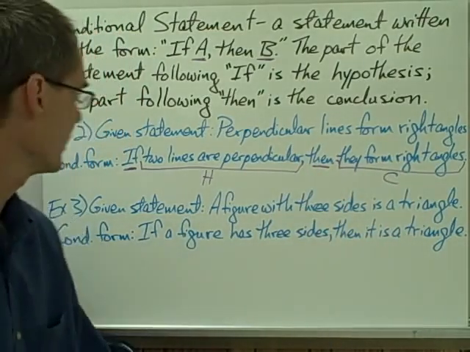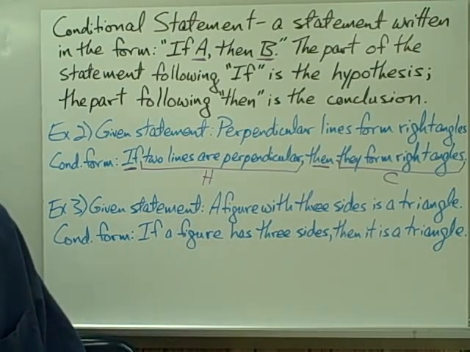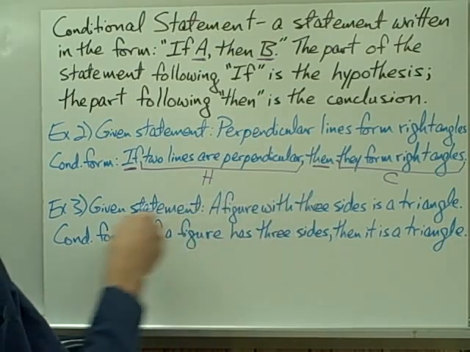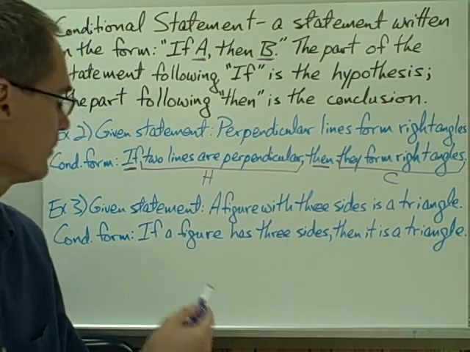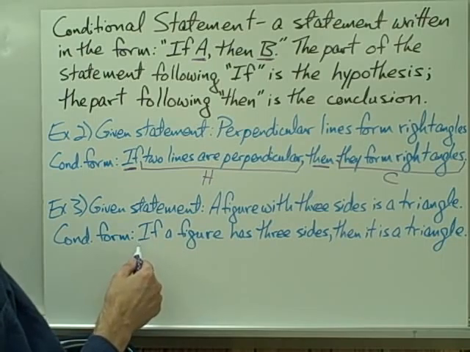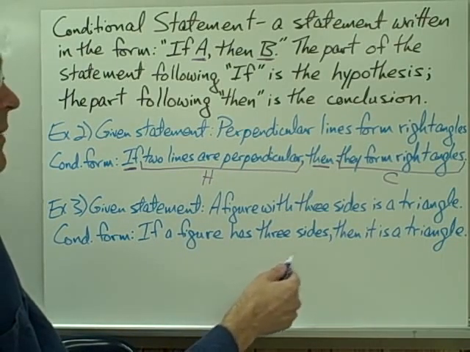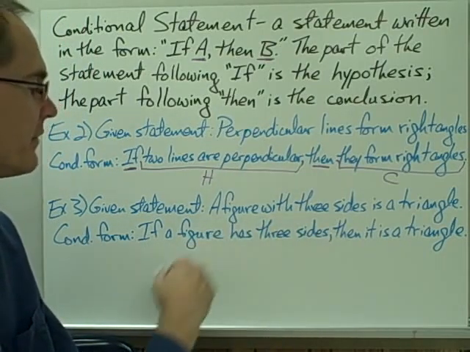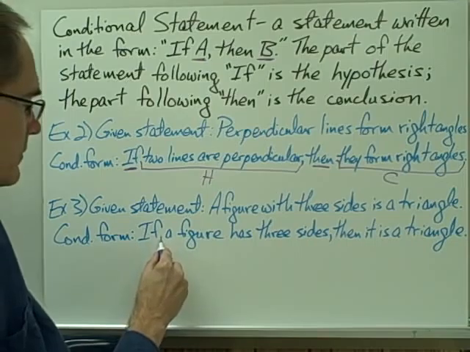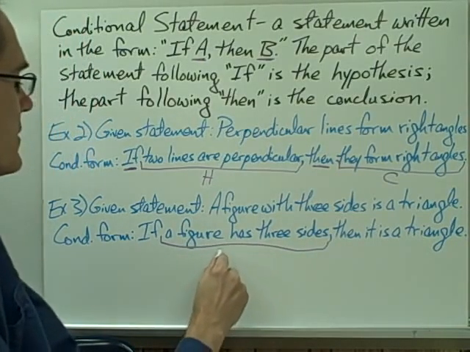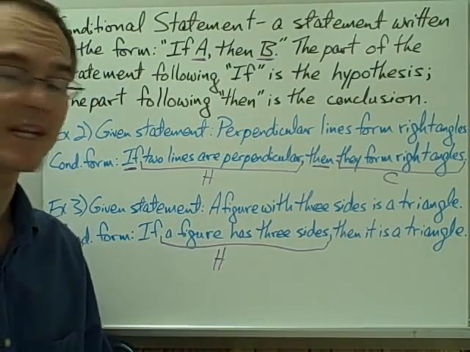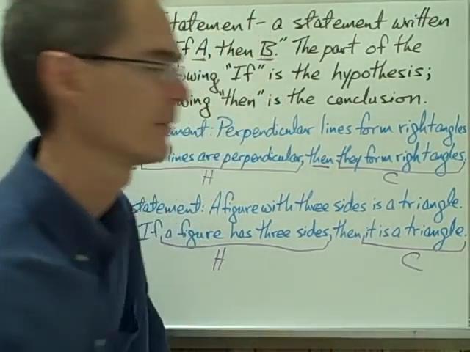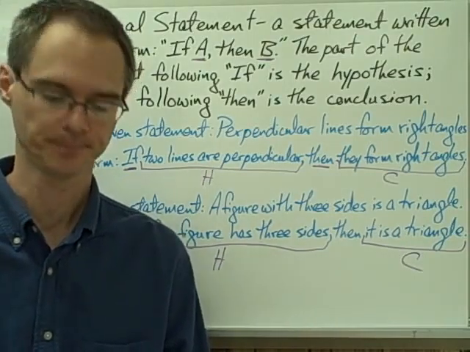Let's take a look at example 3. Our given statement is a figure with 3 sides is a triangle. So we want to write this statement in conditional form, which means if-then form. So we write if a figure has 3 sides, then it is a triangle. Now that we have it in if-then form, we can identify the hypothesis, the part that follows the word if, and the conclusion, the part that follows the word then.